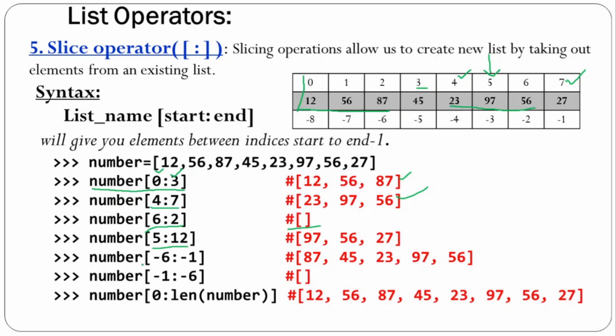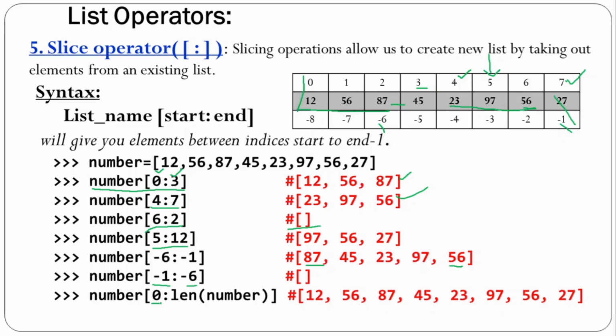Next example, number[-6:-1]. Here negative indexing is used, so the output will be from minus 6 to minus 1. The end index will not be displayed. The output will be from 87 to 56. The numbers from 87 to 56 will be displayed. Next example, number[-1:-6]. It will generate an empty list since the end index is less than the start index.